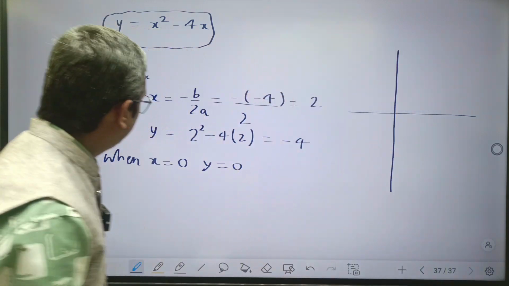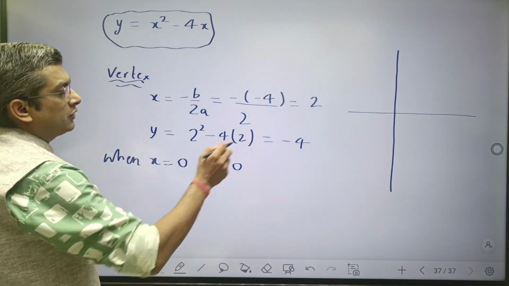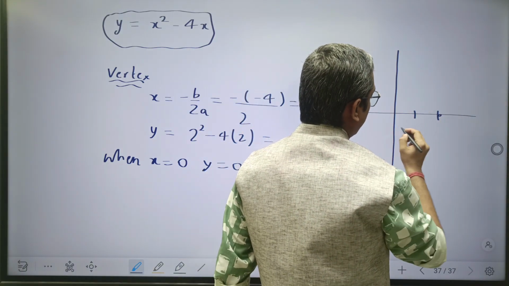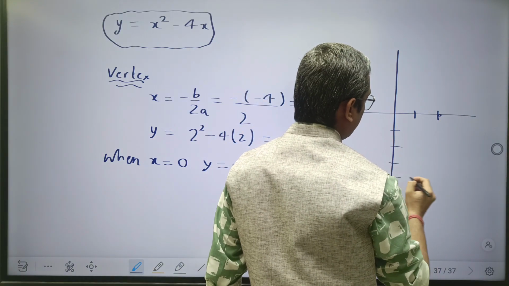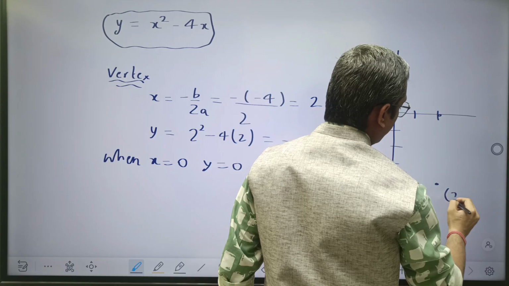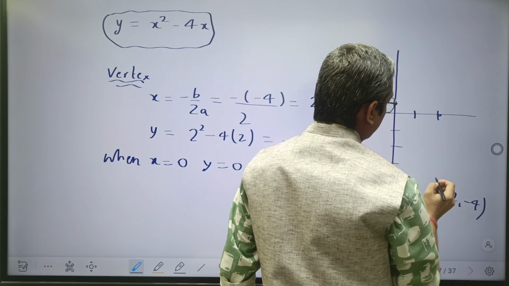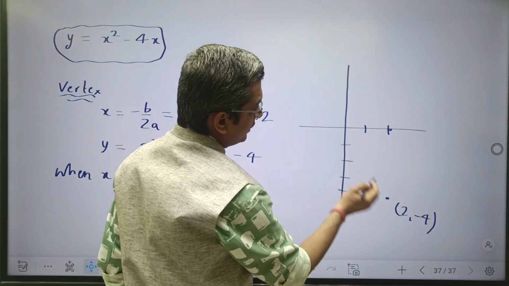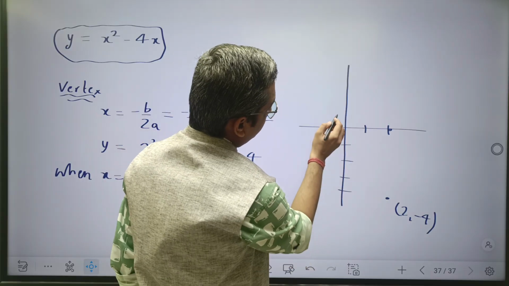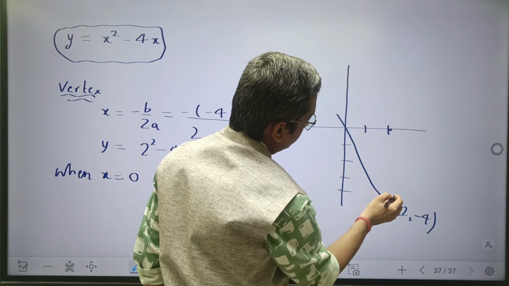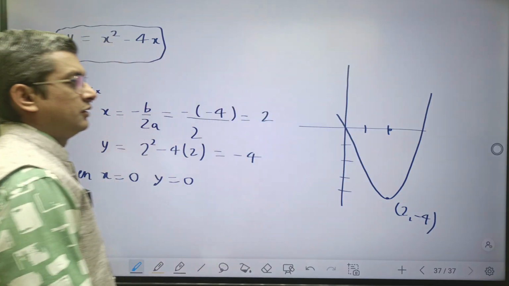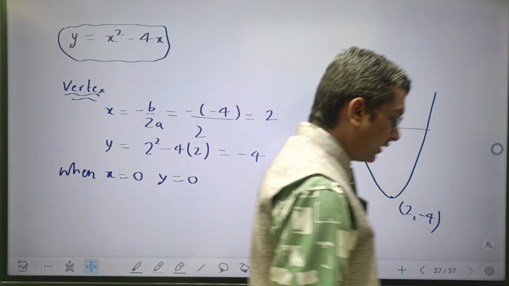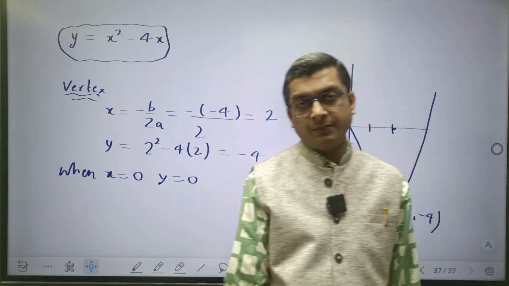So the graph passes through the origin. The x coordinate and y coordinate of the vertex are 2 and minus 4. This is 2, and 1, minus 1, minus 2, minus 3, minus 4. So this is the vertex at 2, minus 4. So the graph would be like this, and the parabola must pass through the origin, because when x is equal to 0, y is equal to 0. So the graph would be like this one, a parabola, isn't it?